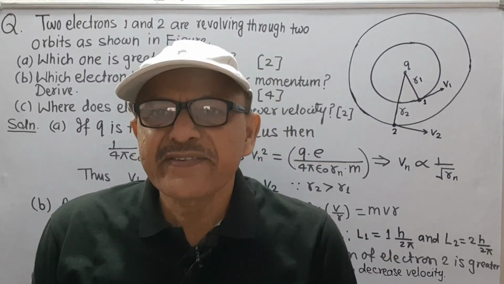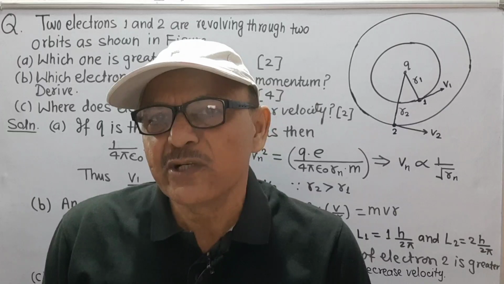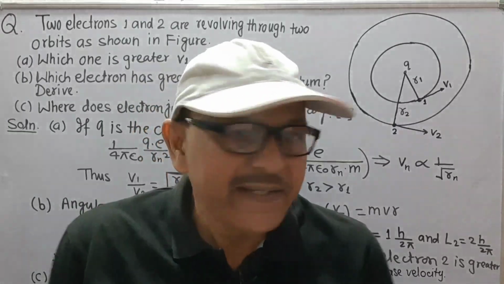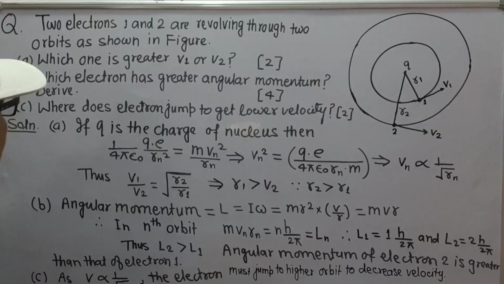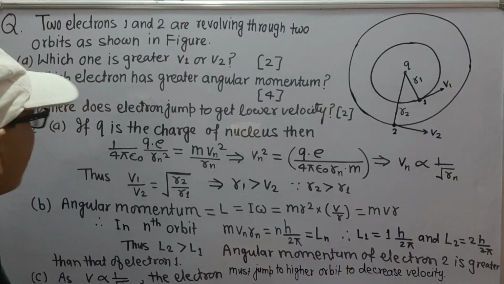Hello dear students, let us solve a numerical problem related to Bohr's theory of hydrogen atom. The question is, two electrons 1 and 2 are revolving through two orbits as shown in the figure. A. Which one is greater, v1 or v2?